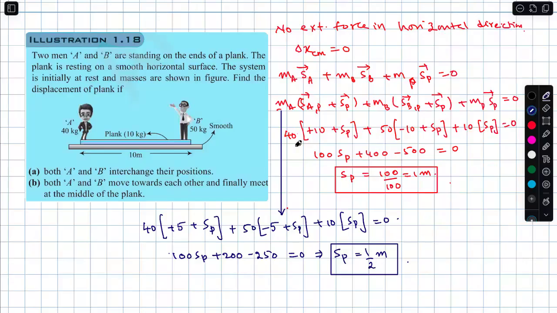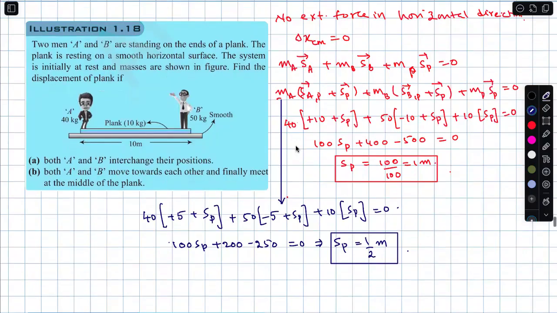In fact, this was the question which I have tried to solve in the morning session. Please go through this once.